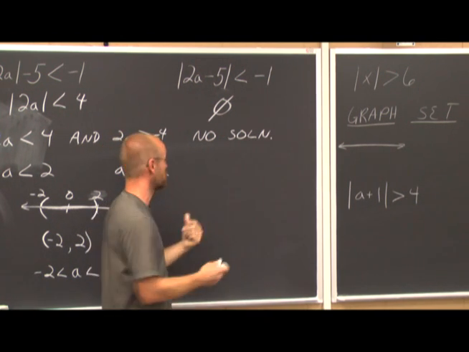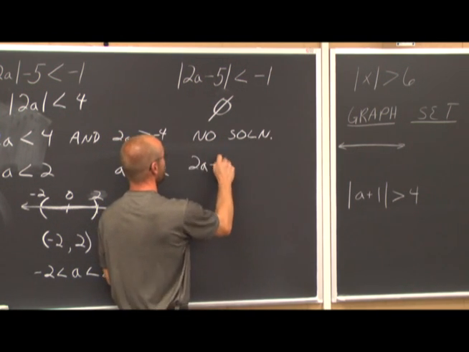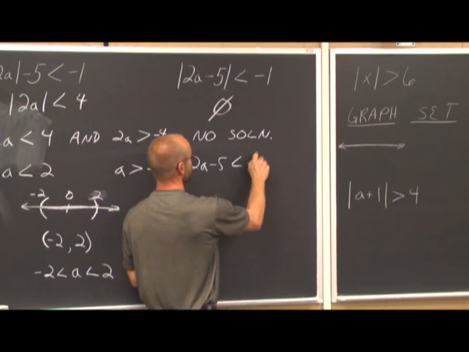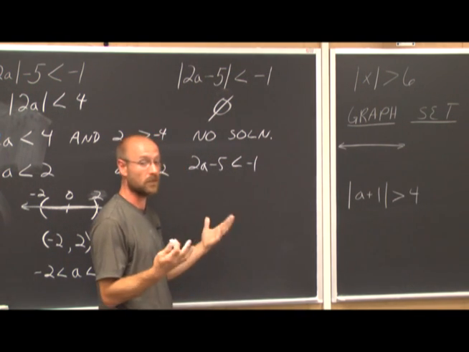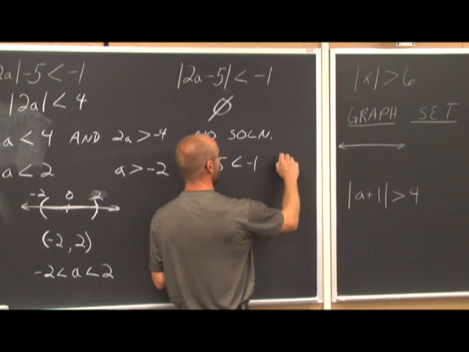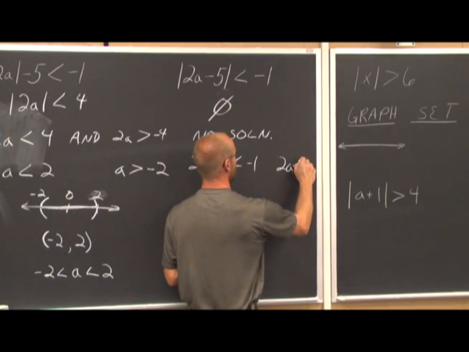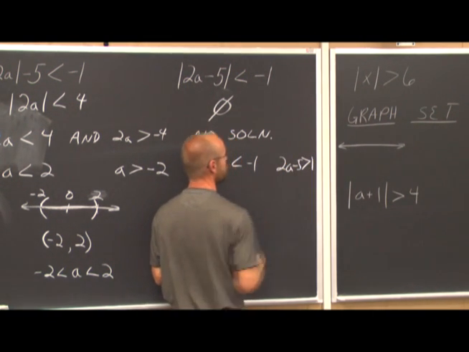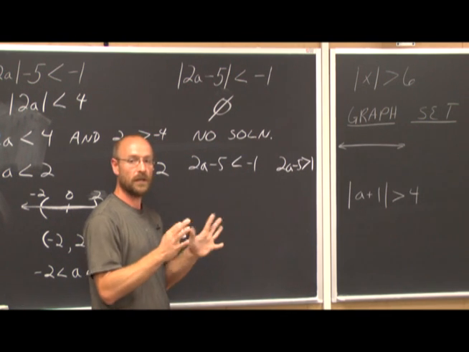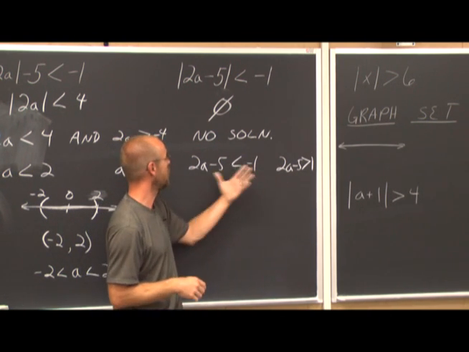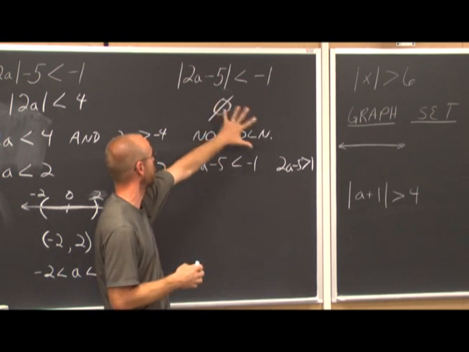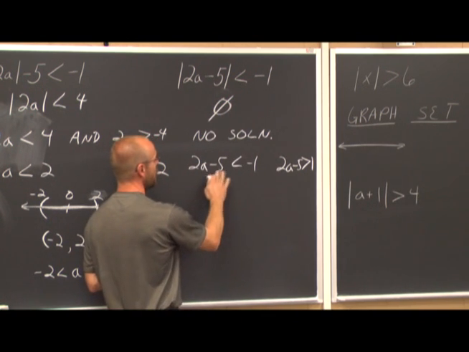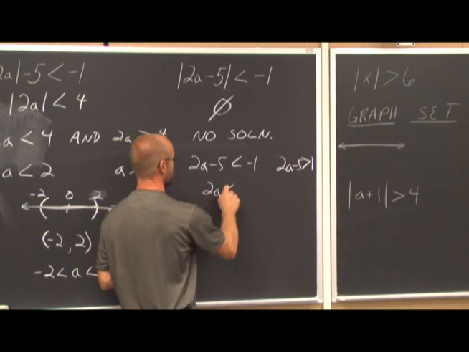write our two inequalities. Well, what if I say 2a minus 5 could be less than negative 1. I didn't change any signs, so no need to change any signs. And I say 2a minus 5 could be greater than positive 1. So I changed it up a little bit. Well, I'm going to go through and solve it because I didn't recognize that there was no solution. I'm going to add 5 to both sides.